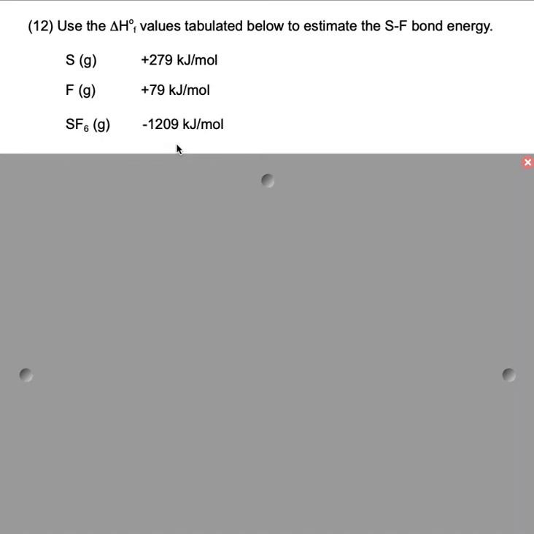Standard enthalpy of formation involves the formation of 1 mole of the substance from its constituent elements in their standard states. Gaseous sulfur is not the standard state of sulfur, and monatomic fluorine is not the standard state of fluorine. So what are we going to do here? Well, we're given sulfur hexafluoride, sulfur, and fluorine.